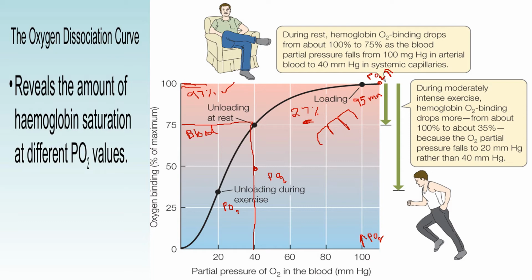So at rest, 100% of oxygen drops to 75% in the systemic artery. From the systemic artery, it is transported into the cell where the partial pressure is 40 mm of Hg. During exercise, when there is high fatigue in the skeletal muscles, the partial pressure of oxygen drops even more, to 20 mm of Hg. At that period, the percentage of saturation of oxygen in hemoglobin is only 35%.